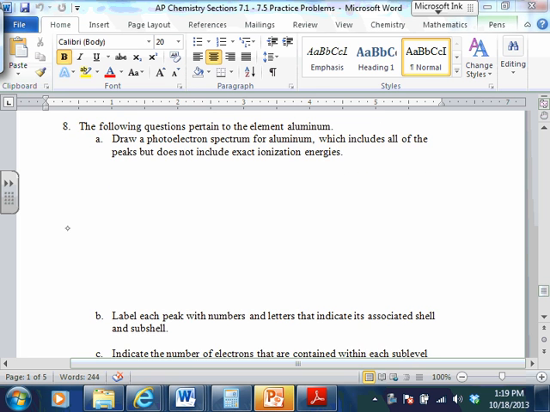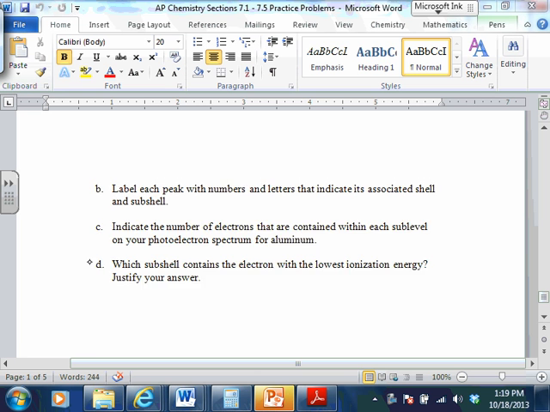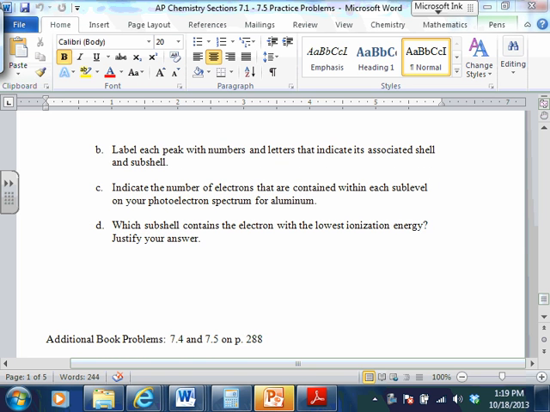Now this one you actually have to draw your own photoelectron spectrum for aluminum, okay, which includes all the peaks. You should be able to do that as well now. Okay, I want to make sure that you can go backwards and you can actually draw one of these things. Now, you don't have to include the exact ionization energies, okay, because you'd have to go and look those up, and I don't care that you do that. I just want you to be able to give me a good rough sketch of what aluminum's peaks would look like, okay? And then it says to label the peaks with the numbers and letters.